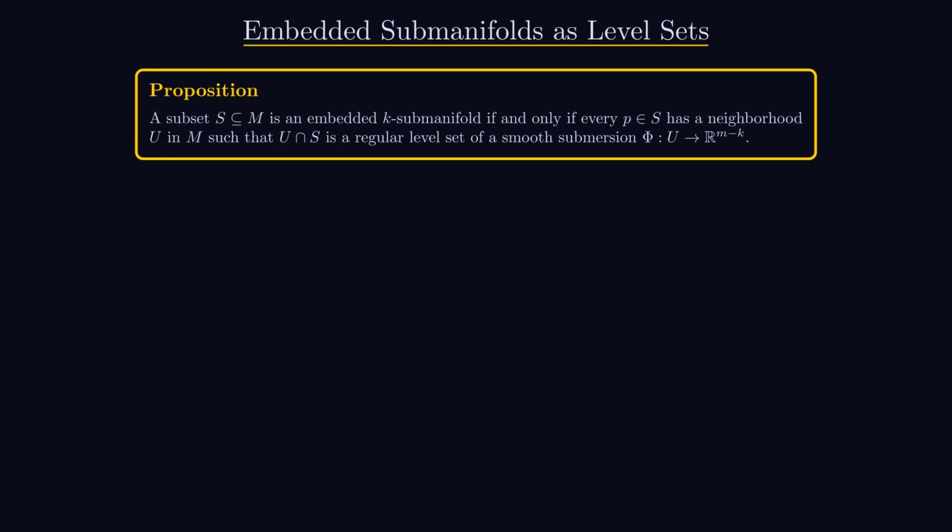A subset S of M is an embedded k-submanifold if and only if every point of S has a neighborhood U in M such that S intersected with U is a regular level set of a smooth submersion from U to R^(m-k). The necessity direction uses the existence of slice coordinates for embedded submanifolds. In slice coordinates, S is the zero set of the last m minus k coordinate functions, and those functions form a smooth submersion. The sufficiency direction is exactly the submersion level set theorem.